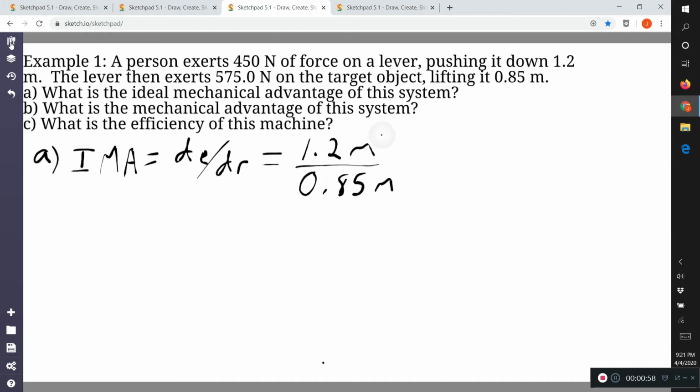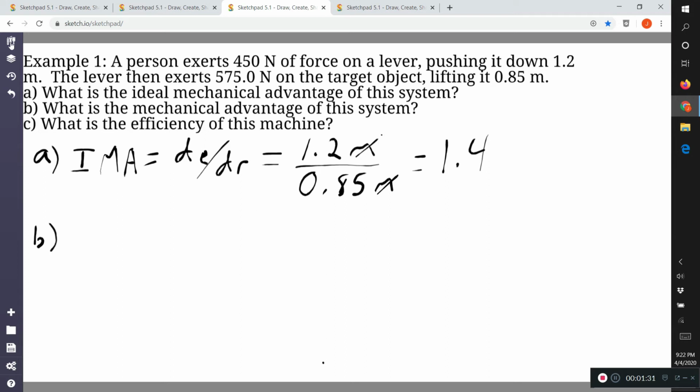Now notice that the meters here are going to cancel, and this is an example in physics of something that's actually a completely unitless value, which is kind of rare. Usually we have units on everything. This will be one time where we don't. Restricting ourselves to 2 sig figs, we have 1.4 as the ideal mechanical advantage of that system. So what that essentially means is ideally it would multiply our input force by 1.4 times.